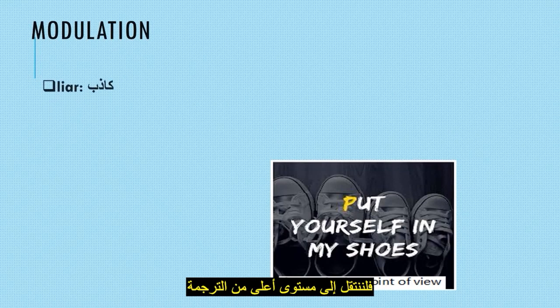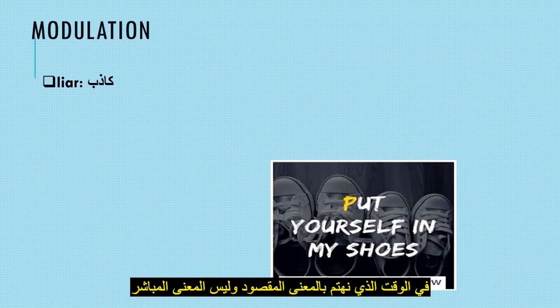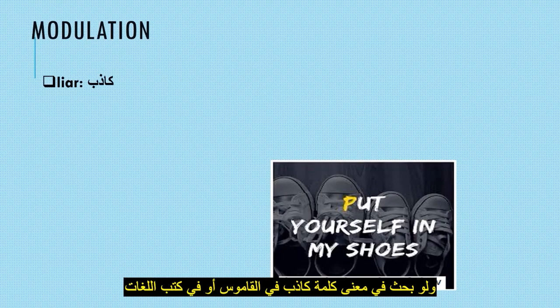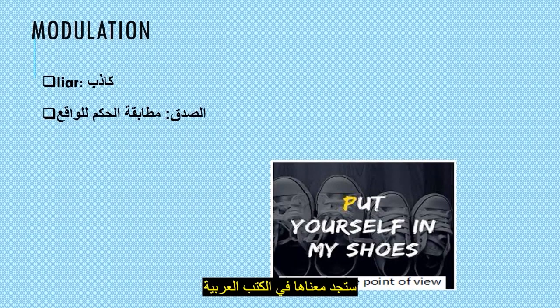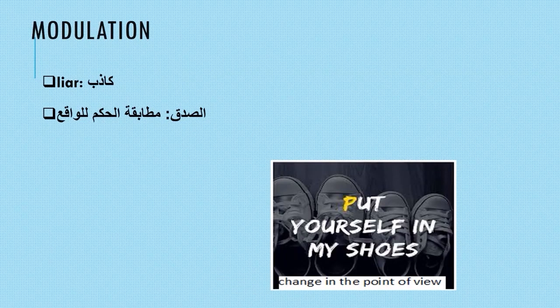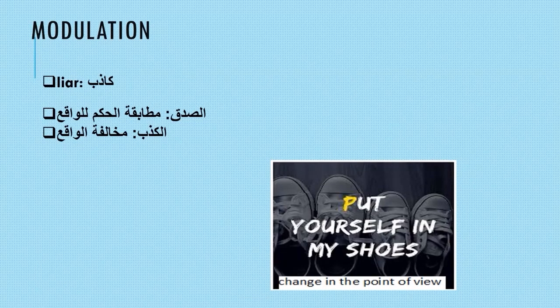Here we can move to another level of translation, where we can consider the effective meaning, not the direct meaning. If you check the meaning of lying in dictionaries or language books, you will find in Arabic books, for example, الصدق مطابقة الحكم للواقع. If you tell what happened correctly, so this is called صدق, telling what happened correctly.